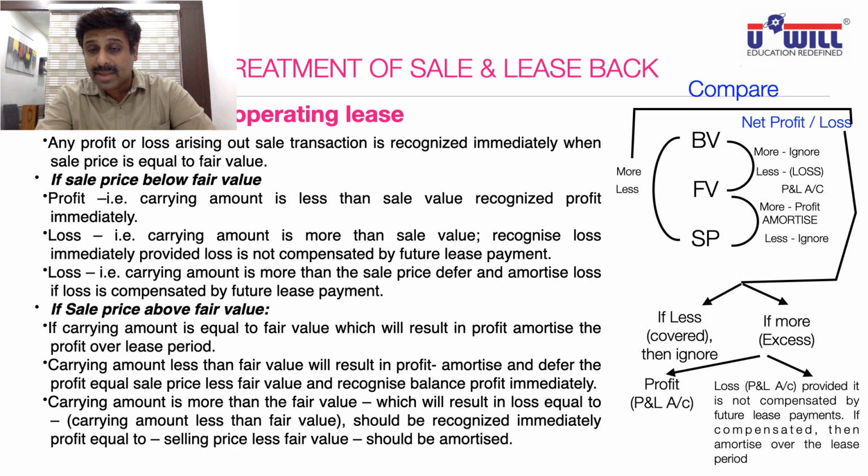See at the end I made you write, you compare it with net profit or loss. If it is not covered, then at the end we have written excess amount take to P&L account immediately. So that will be covered over here. And lastly, if carrying amount is more than the fair value, means book value is more than fair value, or fair value is less than book value, there is a loss which will be taken to P&L account immediately. See on the right side. Then which will result in loss equal to carrying amount less than fair value should be recognized immediately. We have written that on the right side. But if there is profit, selling price and fair value difference, then what did we make you write? Profit more amortize. So that is what we are supposed to do.